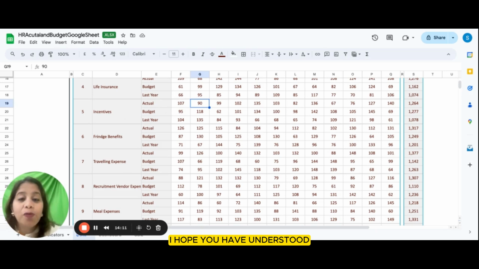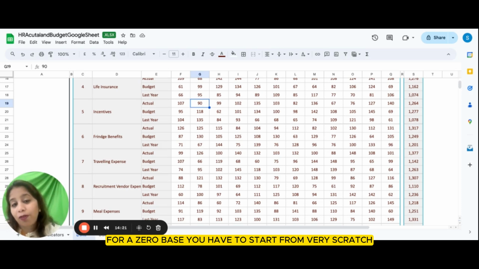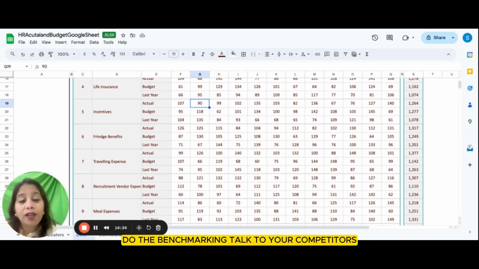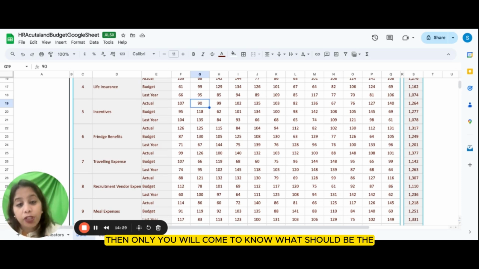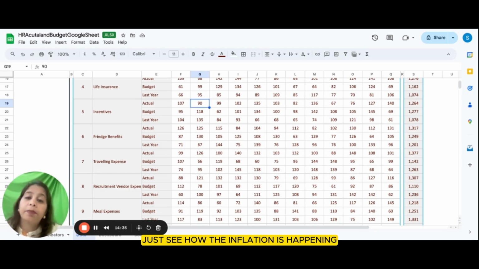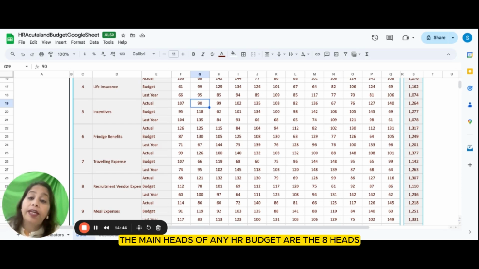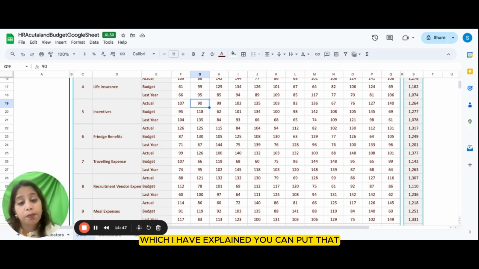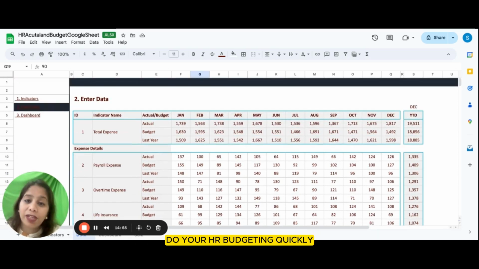I hope you have understood the two different types of budgeting, incremental and zero based. For zero based, you have to start from scratch, do the benchmarking, and talk to your competitors and their HRs about what they are offering. Then only will you come to know what the right budget should be. And for incremental, just see how inflation is moving, add that percent, and then you can do the budget. The main heads of any HR budget are the 8 heads which I have explained. You can put that in. I'll give you the sheet link if you want to buy it, and then you can do your HR budgeting quickly.